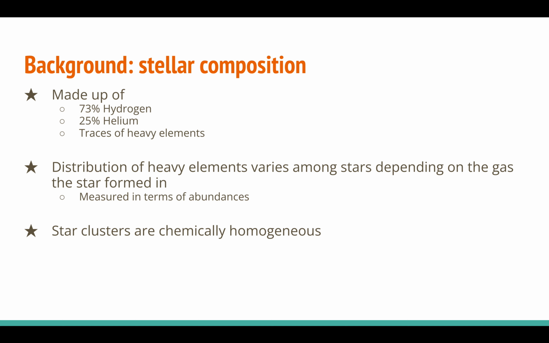All right, I'm going to start with a very basic background on the stellar composition, just so we're all on the same page, and go from there. So stars are predominantly made up of hydrogen and helium, with traces of what are called heavy elements. And the distribution of these heavy elements is what varies from star to star, depending on the gas in which it formed. And these are measured in terms of abundances. Star clusters are theorized to be chemically homogeneous, meaning that stars that are born at the same time and at the same place should have the same chemistry.